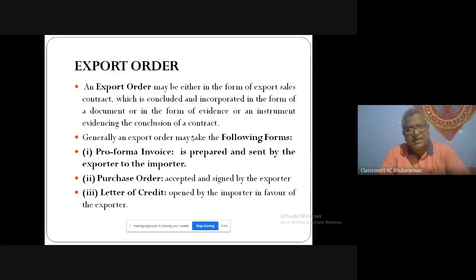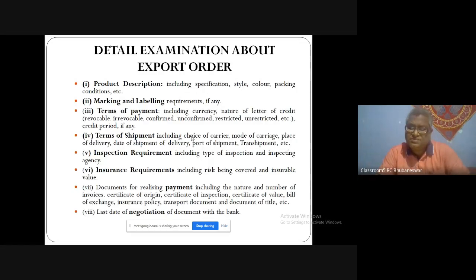Some forms are required, like a pro forma invoice sent by the exporter to the importer. A purchase order is required, which is signed by the exporter. A letter of credit is also required, which is opened by the importer in favor of the exporter. So these three documents are important at the time of exporting or export sale of the goods.